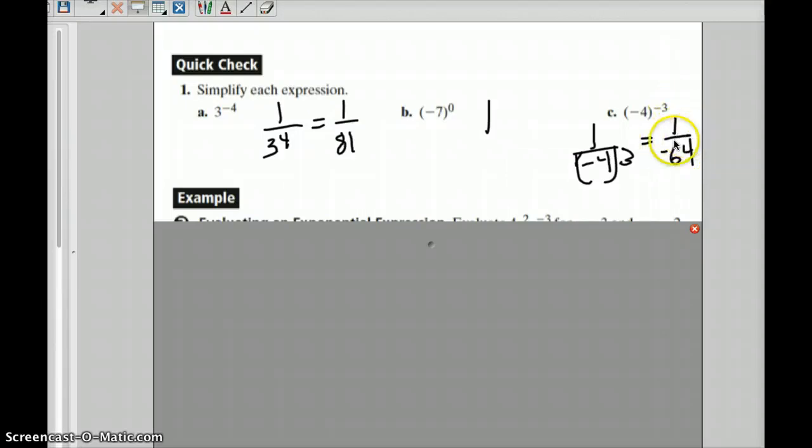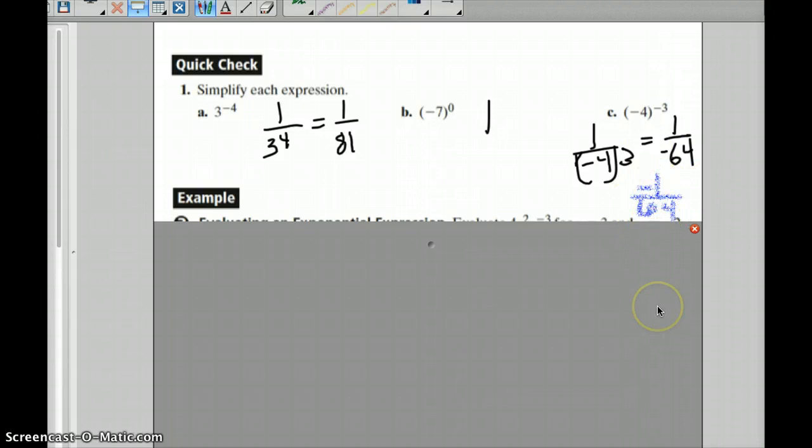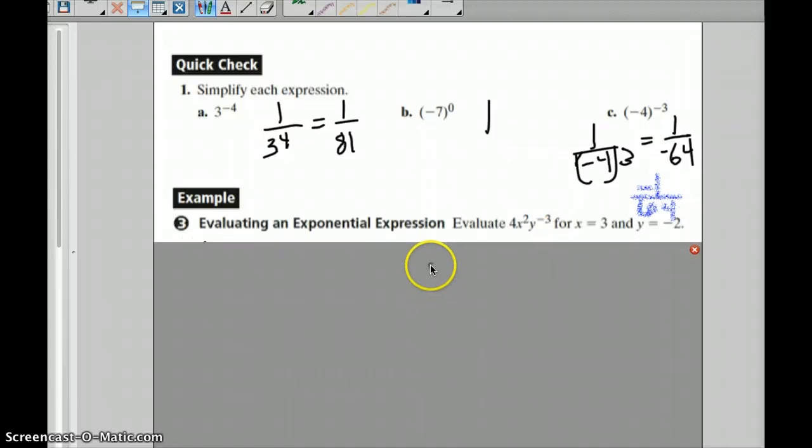So 1 over negative 64. You can also write this, and I would highly recommend that you write this as negative 1 over 64. Remember, keeping your negative numbers in the numerator will help you not lose them. Okay, next example we have is now we're evaluating.